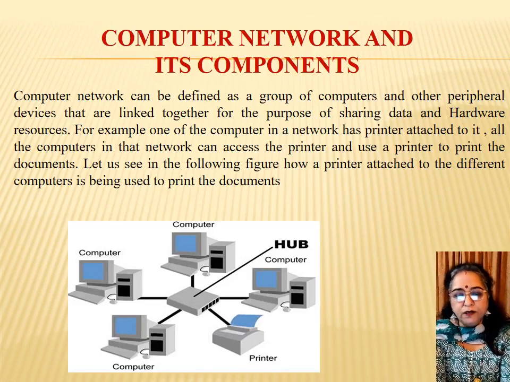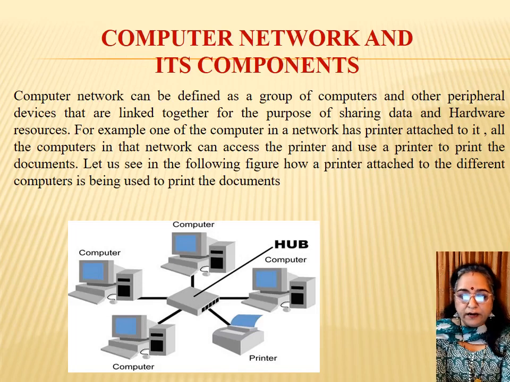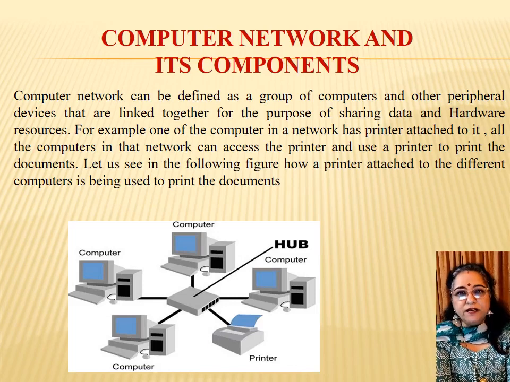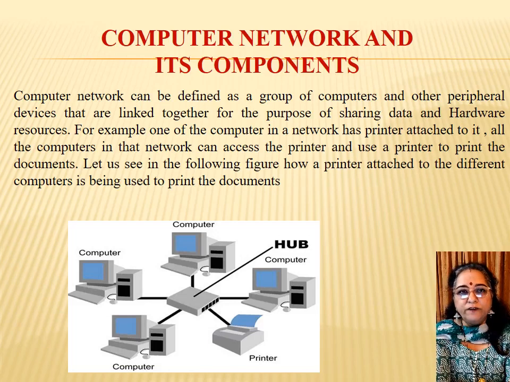For example, one of the computers in your network has a printer attached. Let's take the example of your computer labs, right? You must have seen only one printer, and so many computers are attached to it. So what happens is the data goes to the printer and it gives the printout for all the computers one by one, because all the data goes in the queue. Queue means the line, and on a first come first serve basis it will give the printout.